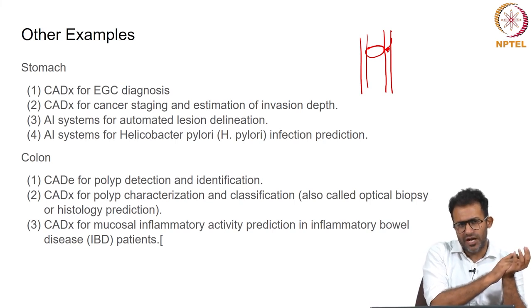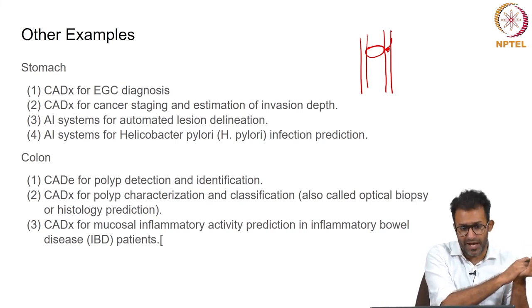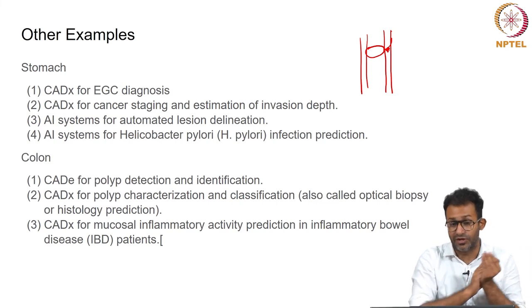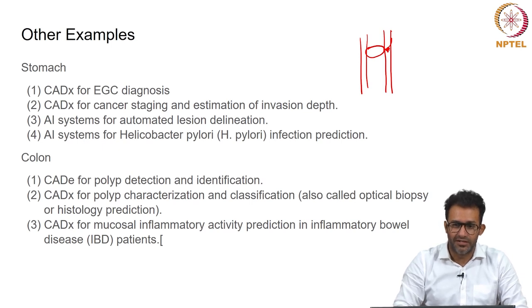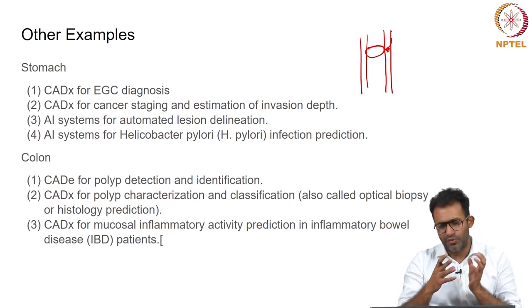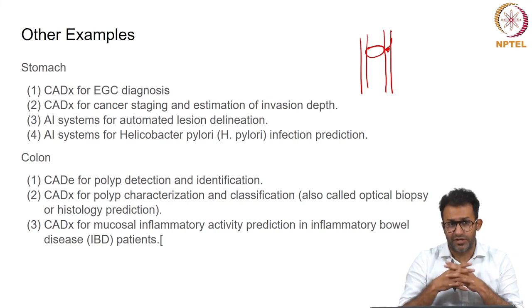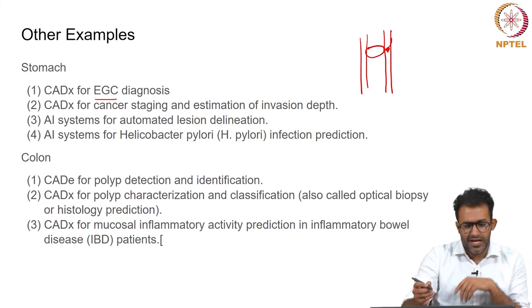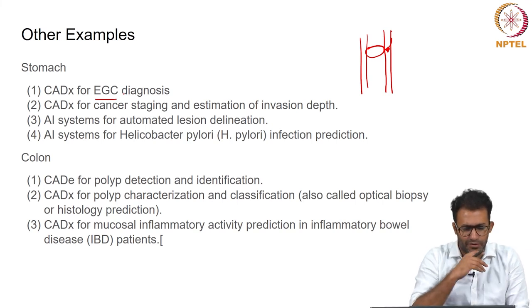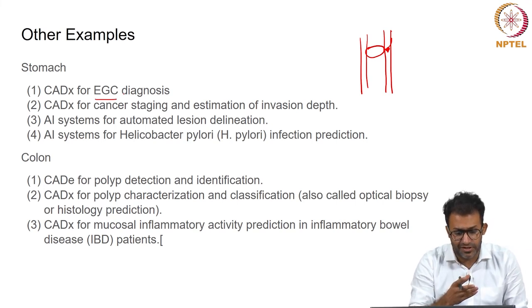Much of the research in endoscopy has been done in Japan, which has a very effective screening program for early gastric cancer. The tradition in Japan is that on the 30th birthday, everybody gets an endoscopy done for diagnosis. So much of the research has been performed in Japan, especially for gastric cancer, what we call EGC, early gastric cancer, and there is computer assisted diagnosis for early gastric cancer diagnosis.